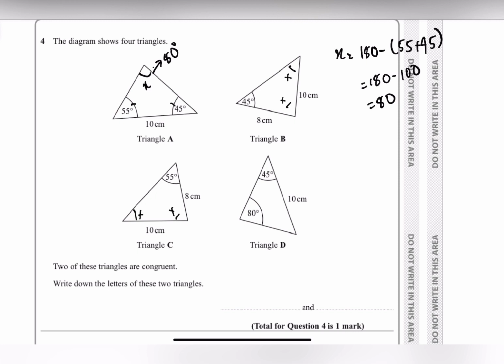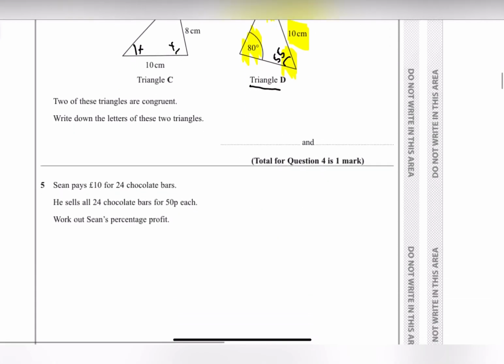Not possible, since you can use trigonometry, but you don't have to do that much work in these kinds of problems. Now the last part, triangle D, you can easily find the missing angle. That will be 55. So you can see these three angles are the same for these three triangles, and one of the sides is also the same, which is our criteria for congruent triangles. So you can say A and D. Those are the answers. Let's move on to the next problem.